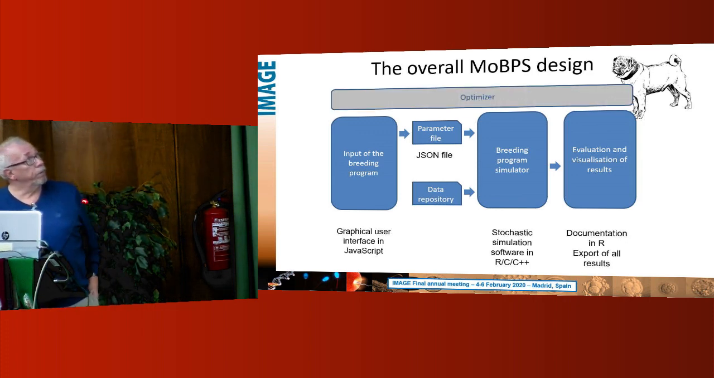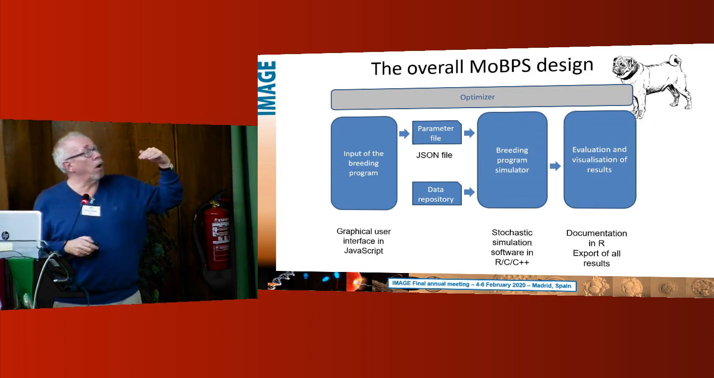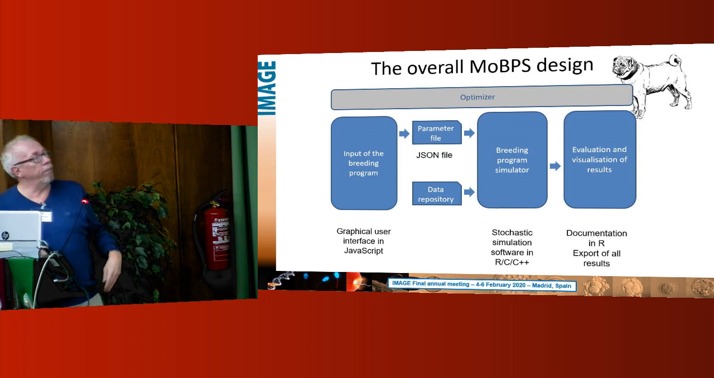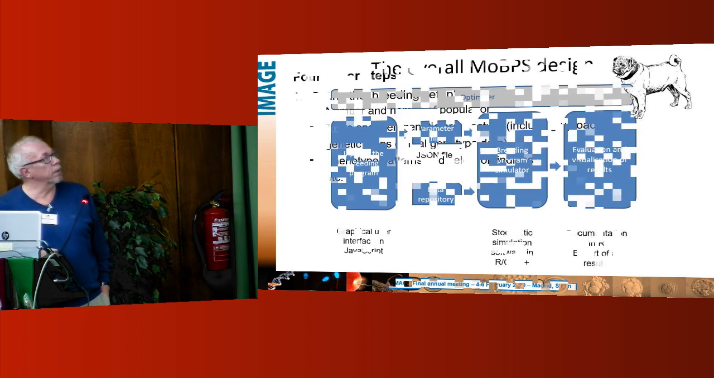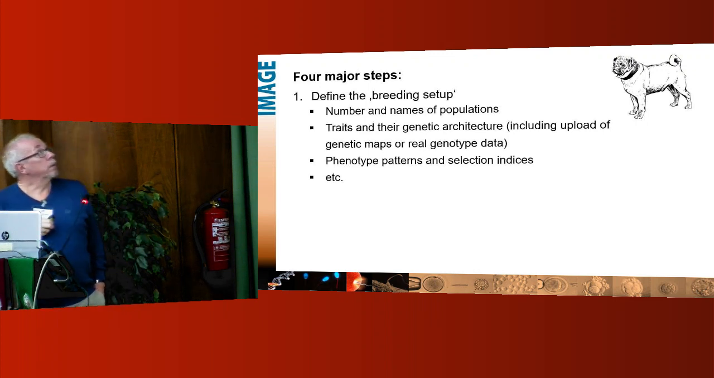And then that's in the future. We also want to develop an optimizer level, but that is work in progress. That's not existing yet. So we have 4 major steps that need to be done.